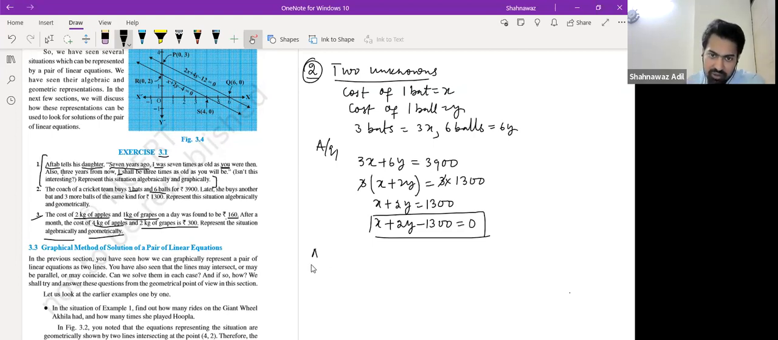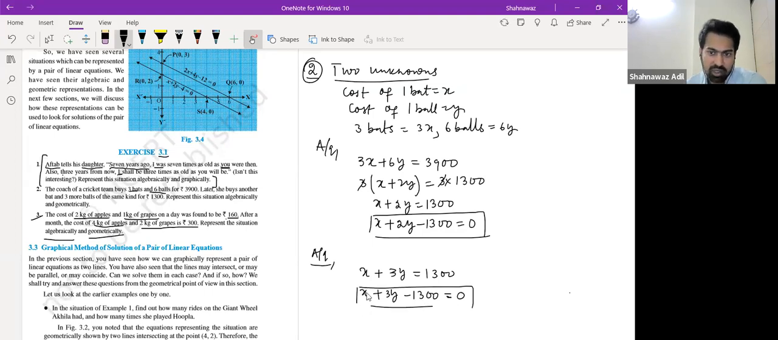And what about the second case? She buys 1 bat and 3 balls, so x plus 3y equals 1300. So the other equation would be x plus 3y minus 1300 equals 0. So this is the other equation.